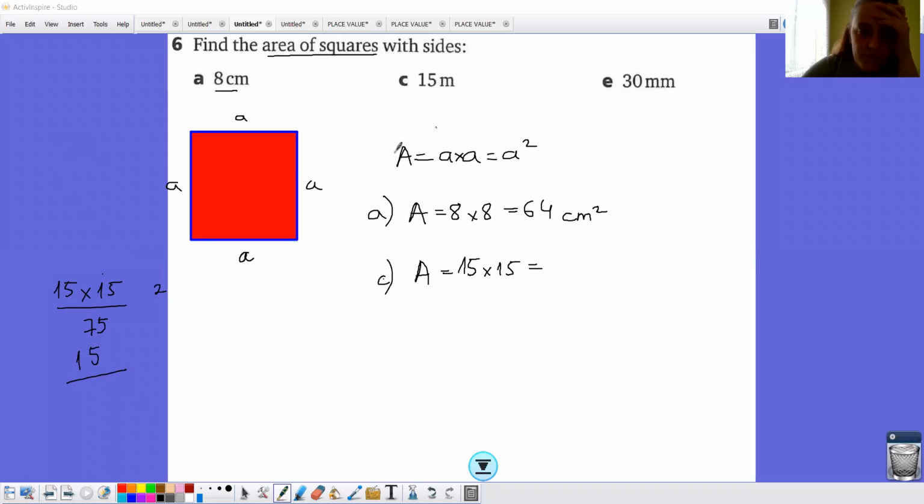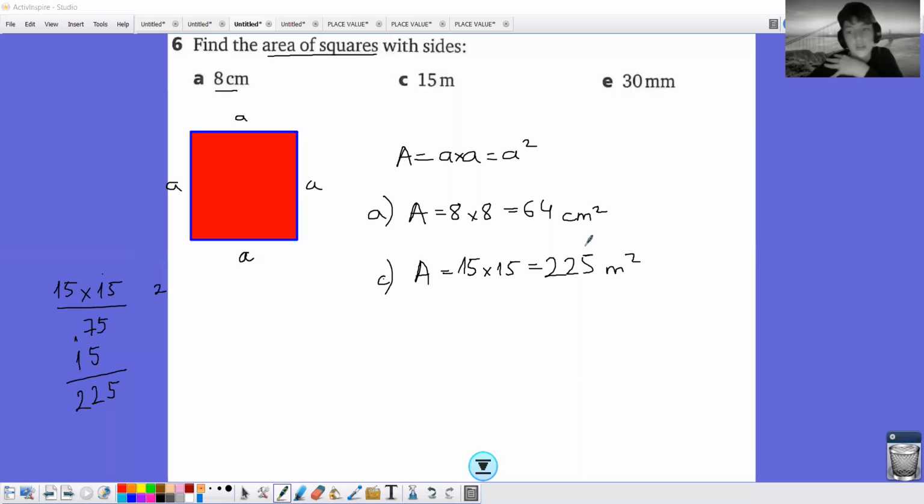We are writing 5. 5 plus 7 is 12. Okay. Teacher, do we need to write the square? Yes. 225. But here it's meter, so it will be meter square. Yes. Meter square. It is meter, centimeter.